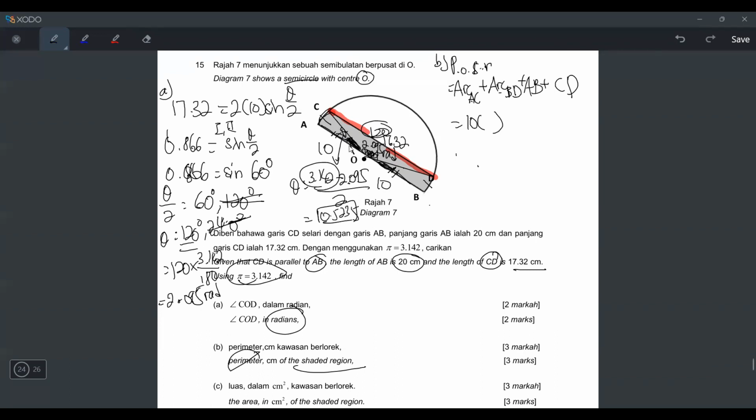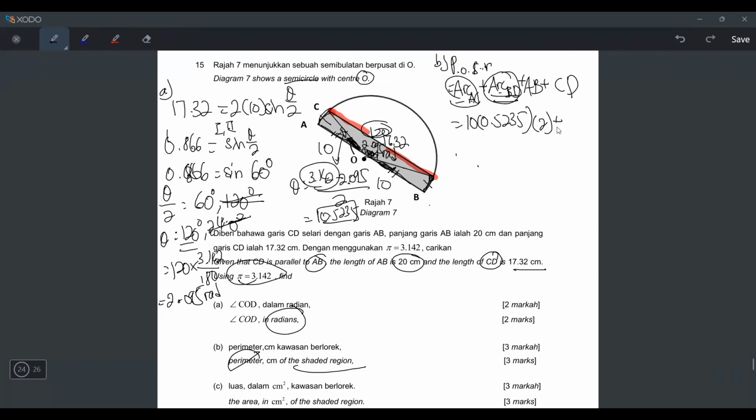So straight away I know this angle in radian is 0.5235. Okay, and then I times with 10, then I get the arc AC. What about the arc BD? How to find arc BD? Well, it's the same. It's also 10 times this one. So if I malas, I can just write plus times 2 terus, because the arc AC and arc BD is the same value.